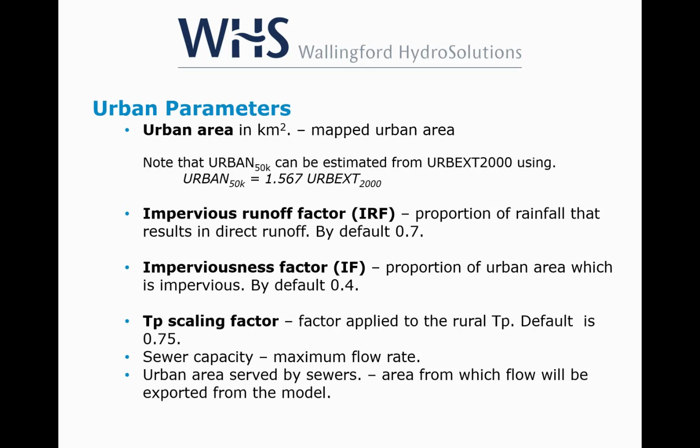We've got our urban runoff factor, which is our IRF, which is the proportion of rainfall that results in direct runoff. By default, this is 0.7. We've got our imperviousness factor, the IF, which is the proportion of urban area which is impervious. By default in ReFH2.3, it's 6.4. It's different in ReFH2.2. We've also got our TP scaling factor, which is the factor applied to the rural TP, with the default being 0.75. We can also provide a sewer capacity and an urban area served by sewers. What this will do is allow water up to a given capacity to be exported from the catchment. Anything above that capacity will remain within the catchment.